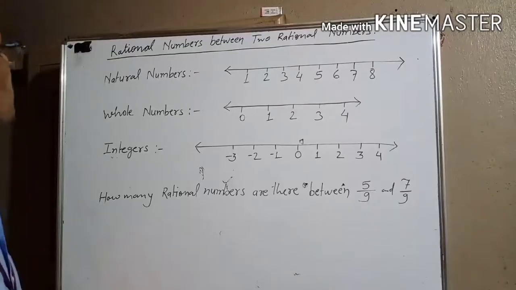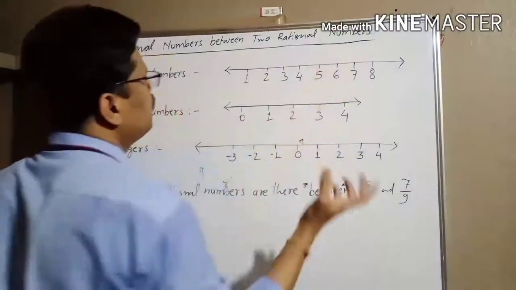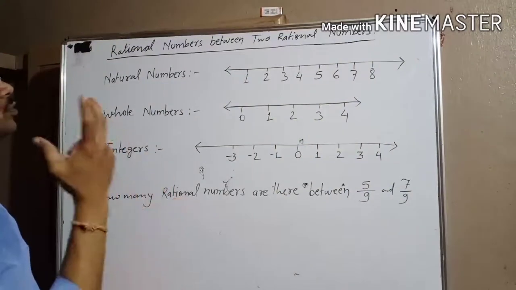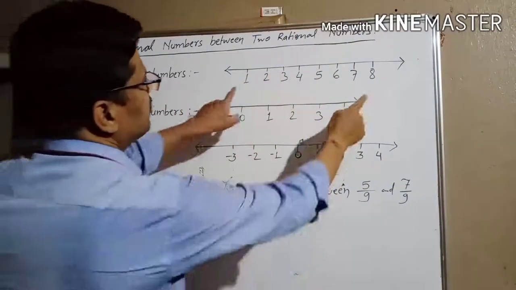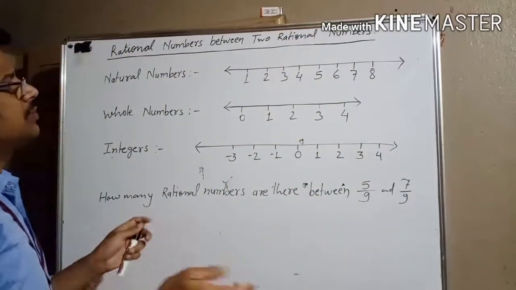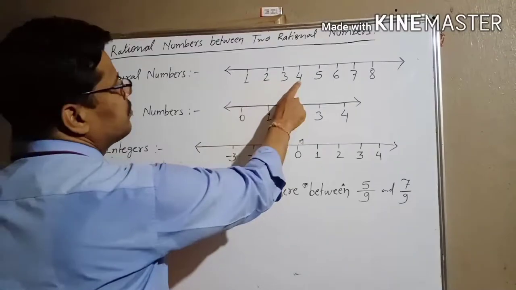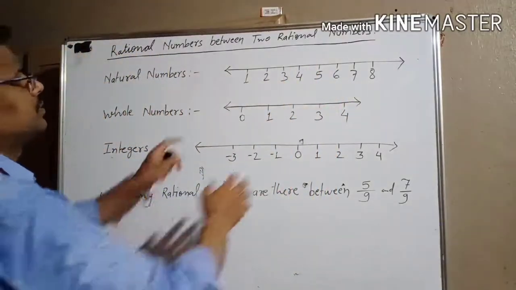Let's see. Today we are going to learn rational numbers between two rational numbers. How will you find the rational numbers between two rational numbers? Let's see. Natural numbers. How many natural numbers are there between 1 and 8? Can you tell me how many natural numbers are here? Obviously 2, 3, 4, 5, 6, 7. There are 6 natural numbers between 1 and 8.